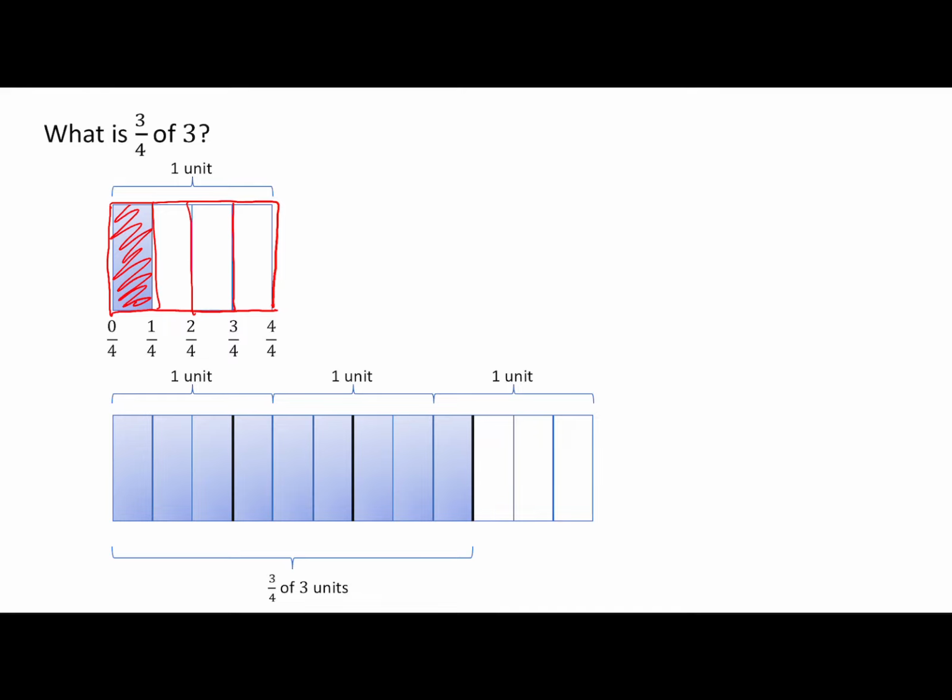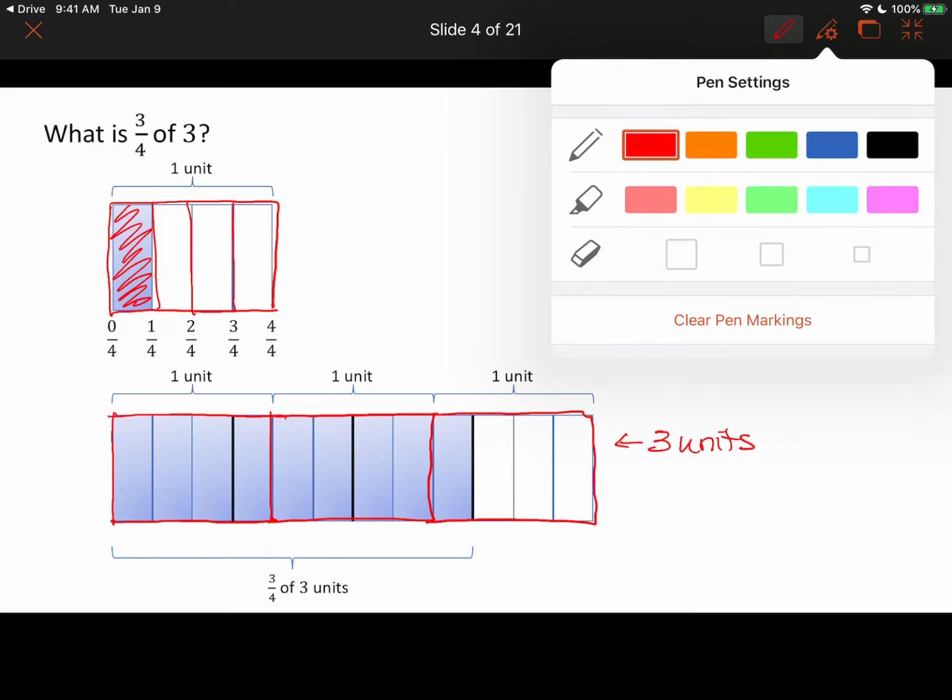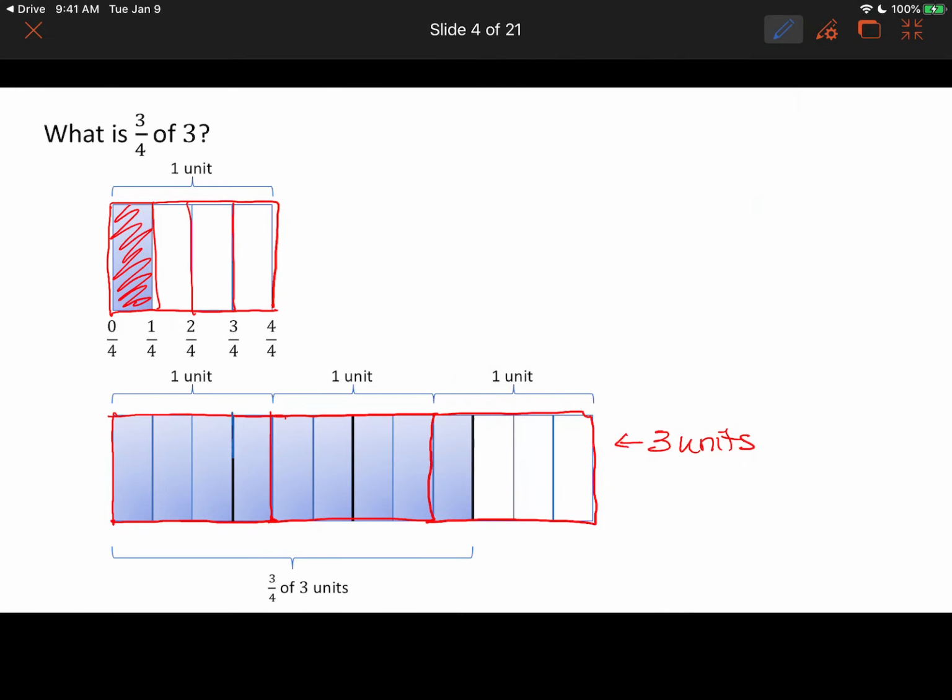Now I just want to keep that in mind as we move down below. So here I want to illustrate 3 units that have been broken into 4. So there's 1 unit, 2 units, and 3 units. Now I want to take that whole, now my whole is all 3 units, and break that into fourths. And that's what these black darker lines are. I'm going to go over them with blue.